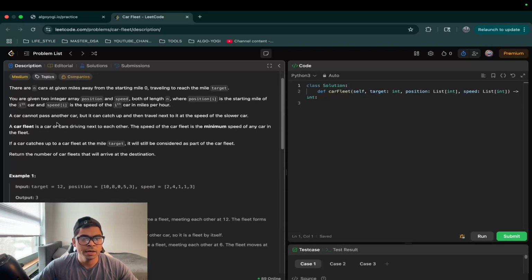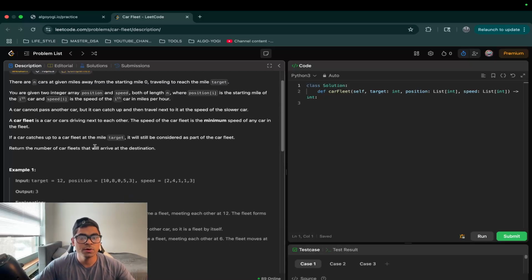A car cannot pass another car, but it can catch up and then travel next to it at the same speed as the slower car. So the slower car would be in the front, and if there is a car coming from behind which is way faster, once it reaches the slower car, they're both going to go at the same speed as the car that was in the front from the beginning.